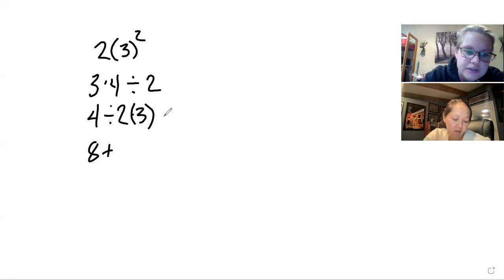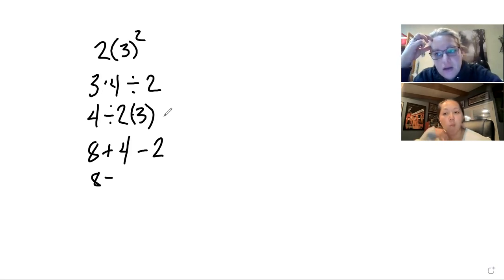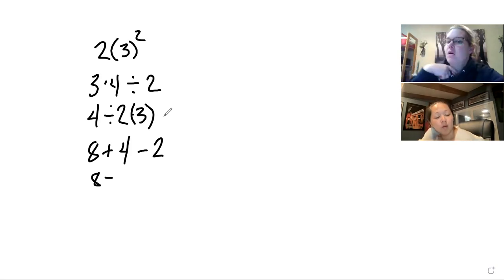So 8 plus 4 minus. I'm making this way more complicated than it needs to be, but let's go minus 2. And then do subtraction first. Now, okay, so here's the other question. Do I go 8 minus 2 plus 4, so it ultimately ends up being the same problem? Or go 8 minus 4 plus 2, so we don't have that connection?